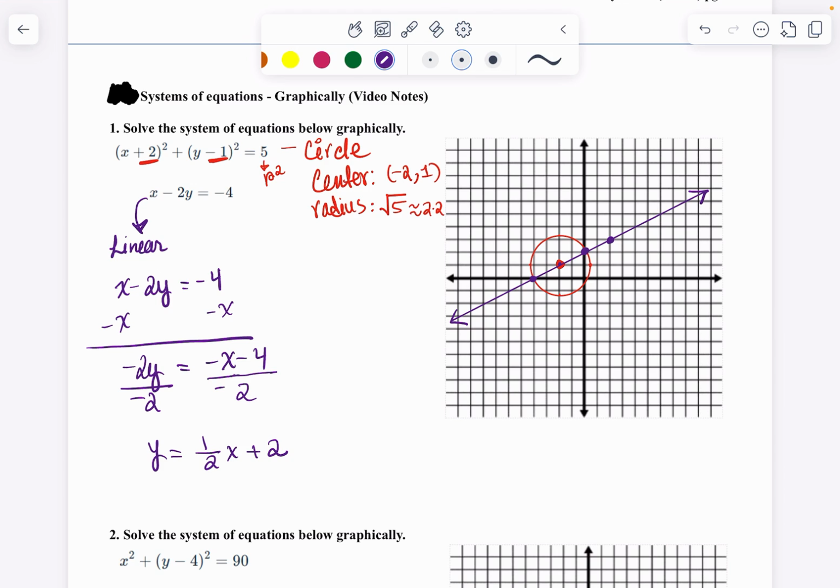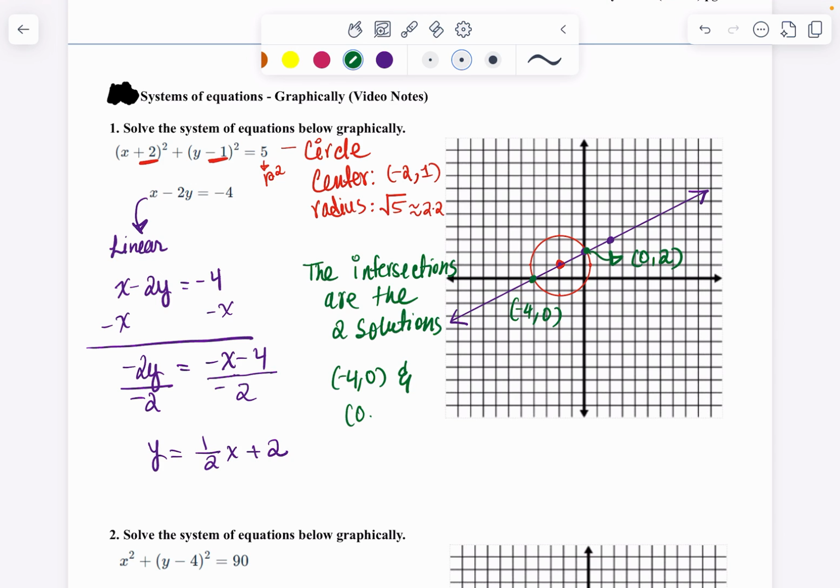Okay, and the two points where they connect are at (0, 2) and, counting 1, 2, 3, 4, (−4, 0). Those are our two intersections, so two solutions. The intersections are the two solutions. For us, that is (−4, 0) and (0, 2). And that's it. That's our answer.